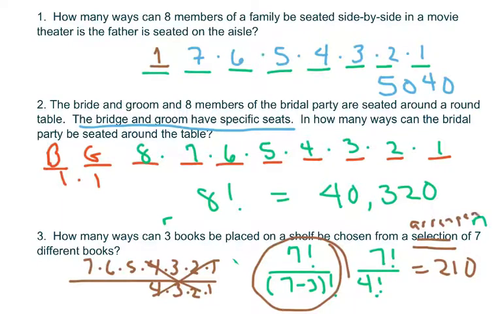You're arranging 7 different books. And you could say, well, there's 7 ways to choose the first book, 6 ways for the second, and 5 for the third. And you get the same thing.